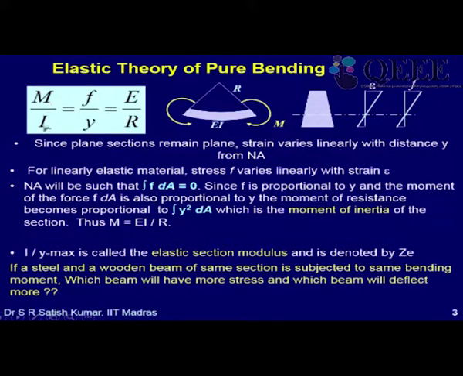The other part is M by I is also equal to E by R, or in other words M is equal to EI by R. Okay. So 1 upon R, as I said, is called the curvature. It is denoted by phi, so it is EI into phi.